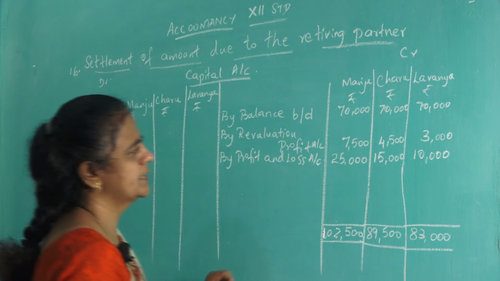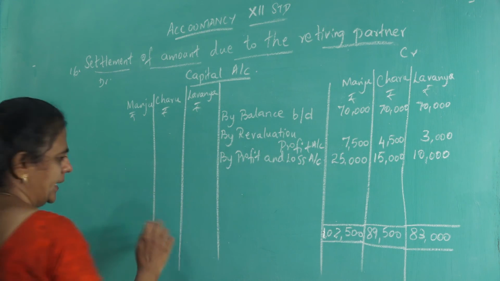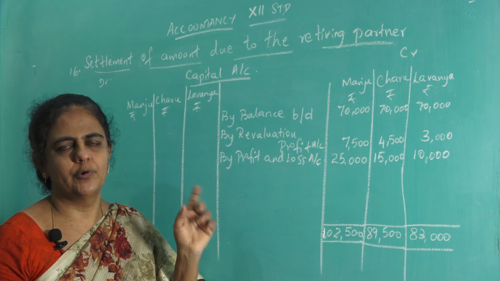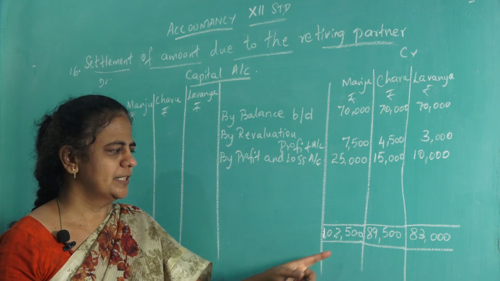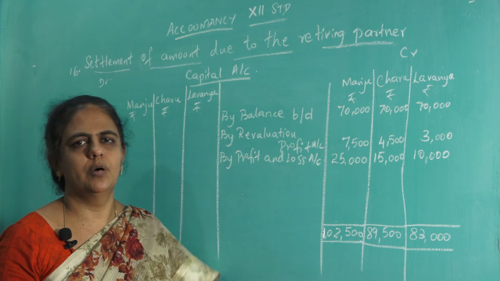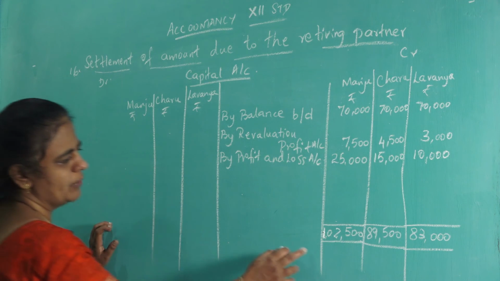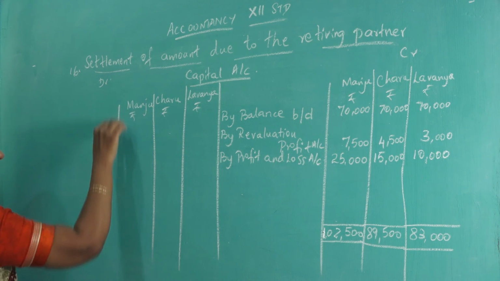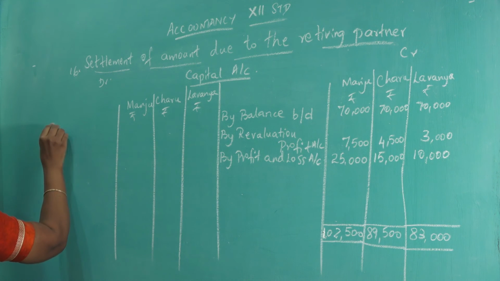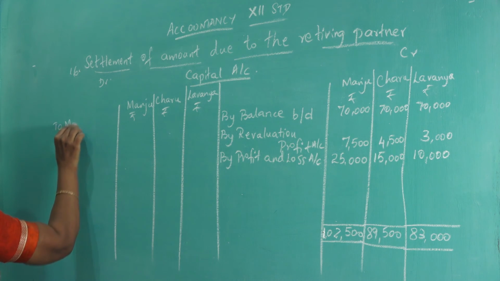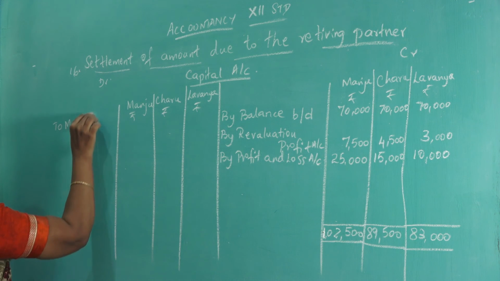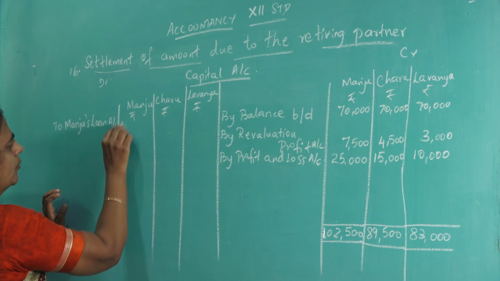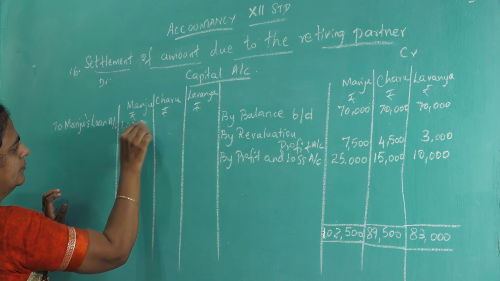Okay. Now who is retiring? Manju is retiring. Whether she is paid, nothing is mentioned, whether the retiring partner is paid. So if nothing is mentioned, it is understood that the share of the retiring partner is transferred to her loan account. So how much money you have to give her? You have to give her totally 1,02,500. So that should go to her loan account. So you must write like this: to Manju's loan account, that is 1,02,500.